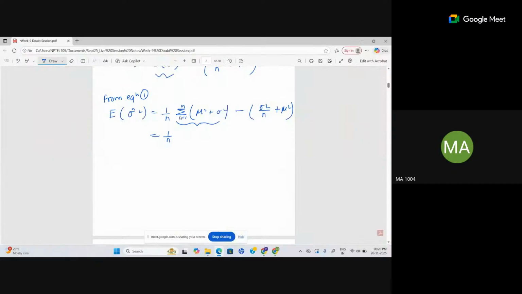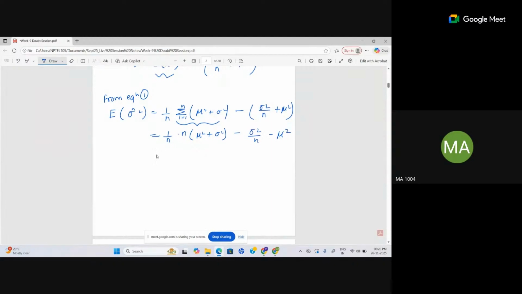What will be the value of this? So sigma square plus mu square. This is constant, and you have to add it n times. So n times mu square. So this will be n times mu square plus sigma square. And this will be sigma square by n minus mu square.